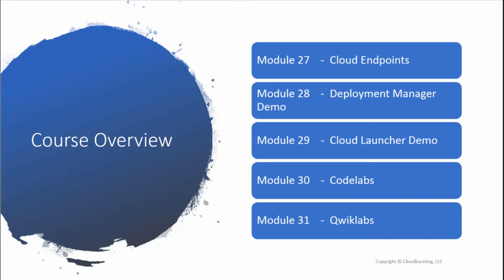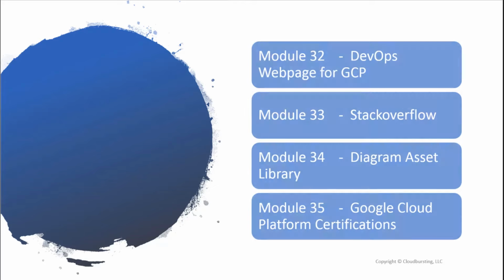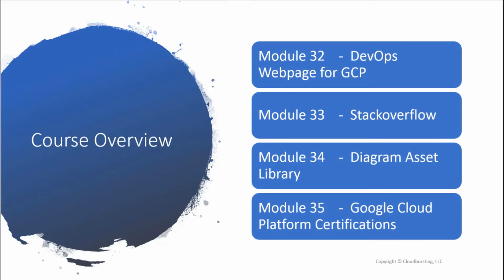Then we'll talk about Qwiklabs, which are resources that are available for you to get practice on. And then finally, we'll go ahead and wrap up the course with talking about some other resources such as the DevOps webpage on Google Cloud Platform. We'll talk about Stack Overflow, which is a location on the web to get some help with development issues. We'll talk about the Diagram Asset Library, and then we'll wrap it up with the different Google Cloud Platform certifications that are available.